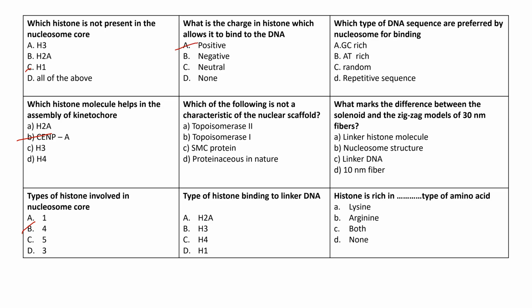What is the charge in histones which allows them to bind to the DNA? Positive. Which of the following is not a characteristic of the nucleus scaffold? Topoisomerase I. Type of histone binding to the linker DNA? H1. Which type of DNA sequence is preferred by the nucleosome for binding? AT-rich. What marks the difference between the solenoid and the zigzag model of 30 nm fibers? Linker DNA. Histones are rich in which type of amino acid, both lysine and arginine?